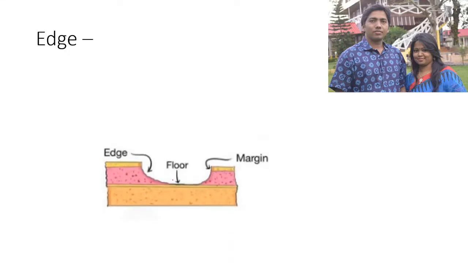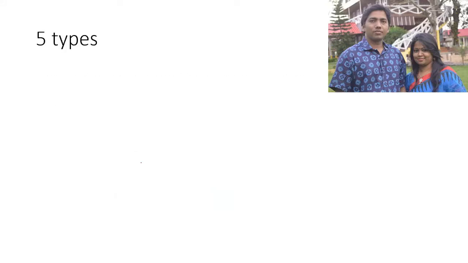This is the floor. What we see in the ulcer is called the floor, and the area between the margin or skin and the floor is called the edge. That edge of an ulcer will help differentiate different ulcers. There are 5 types of edge.